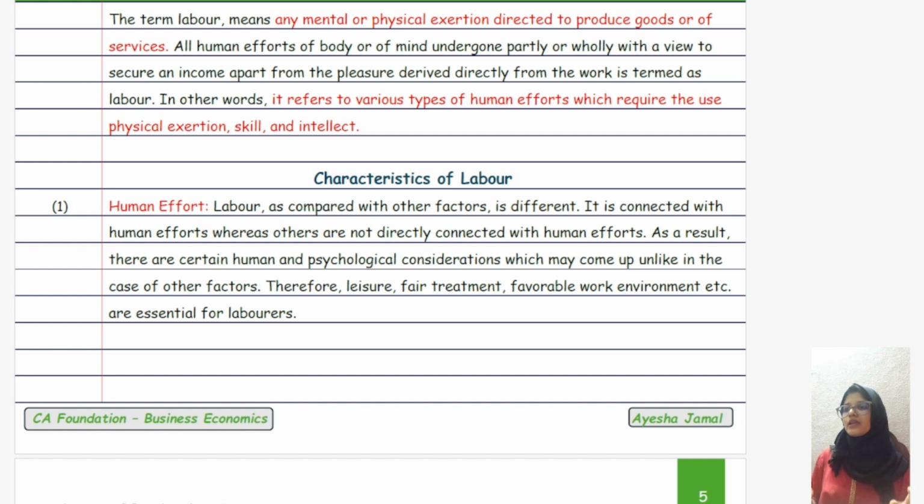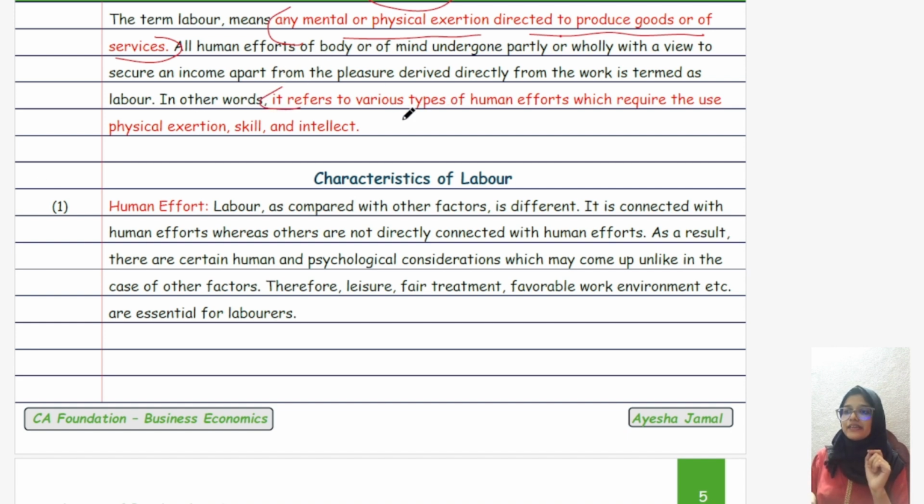Okay. Next factor of production is labor. What is that? Labor is nothing but any mental or physical exertion directed to produce goods or services. Any mental or physical exertion. What does that mean? Mental in the sense you're putting your mind in that. Physical is you're using hands and legs. So when you use such things directed to produce a good or a service, it's termed as labor. And of course, please don't confuse between labor and articleship. Okay, both are very different.